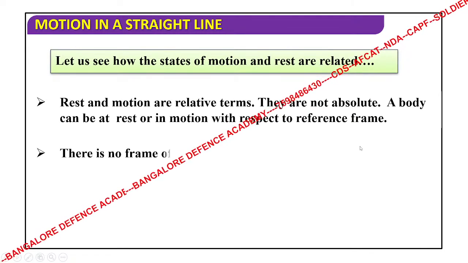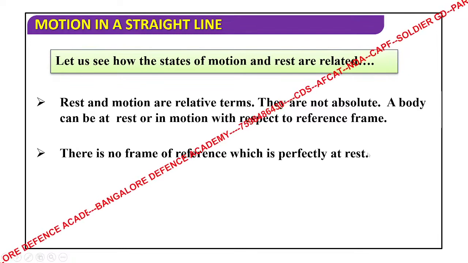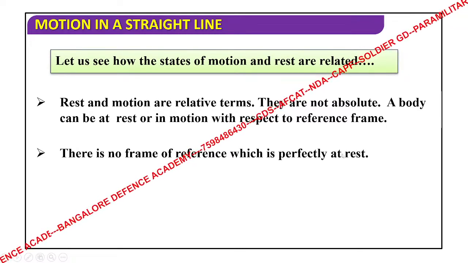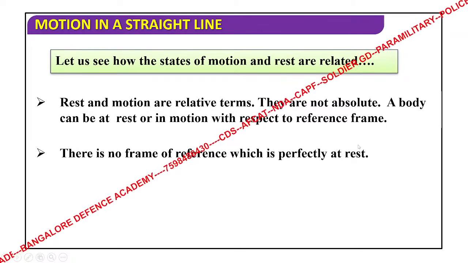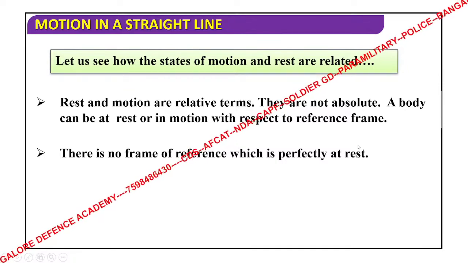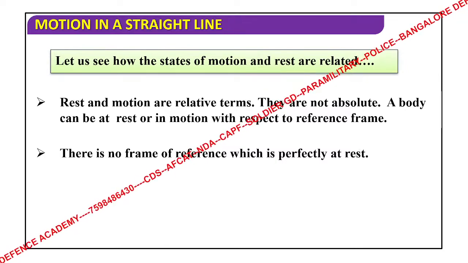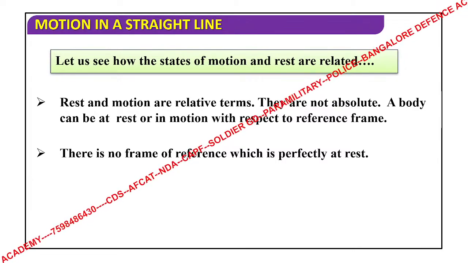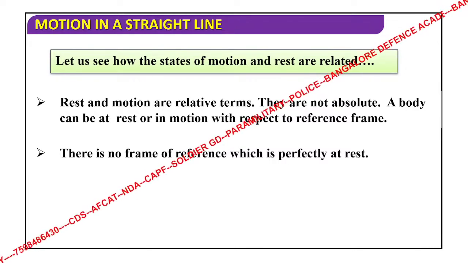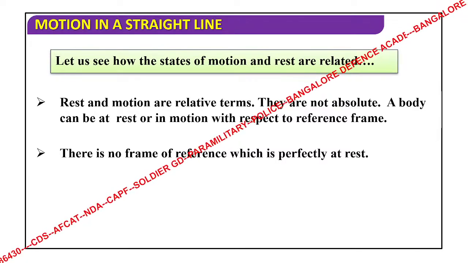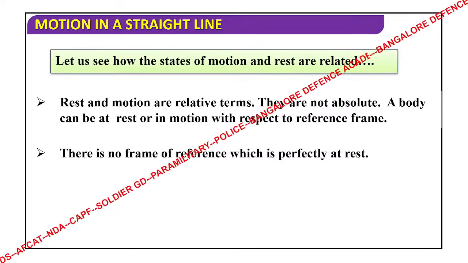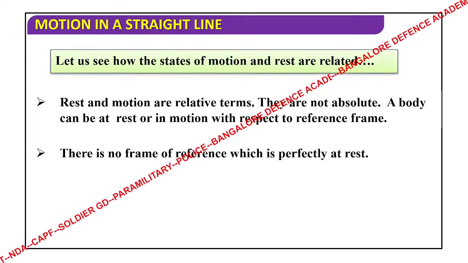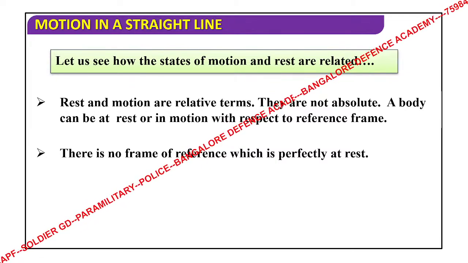For example, rest and motion are relative terms. They are not absolute. A body can be at rest or in motion with respect to the reference frame. Sometimes you might have wondered, sitting in a train, and if another train is passing by, you feel that your train is moving. So this kind of confusion happens in your daily life. So that is how first we'll define what is motion, what is rest. So I am going to compare.